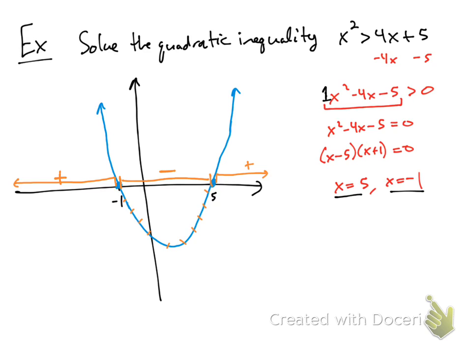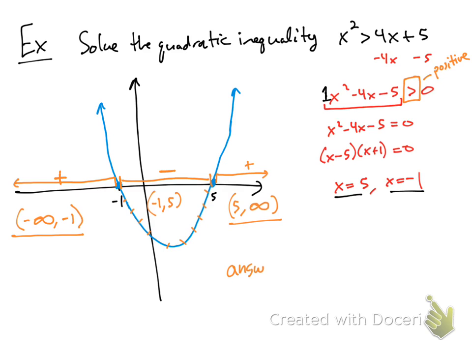So we see that we have 3 separate intervals here. We have the interval from negative infinity to negative 1, and we don't include negative 1 here, and we'll talk more about that in a sec. We have the interval from negative 1 to 5, and then we have the interval from 5 to infinity. Our original question was, when is this greater than 0? Another way of thinking about this is, when is this quadratic positive? And it's positive in the interval to the left and the interval at the right. So our answer here, in interval notation, is negative infinity to negative 1 union 5 to infinity.